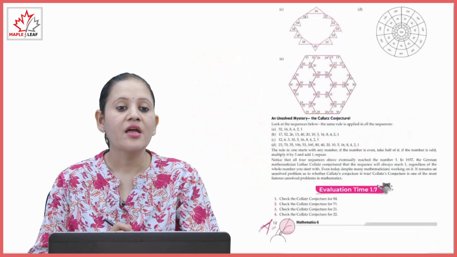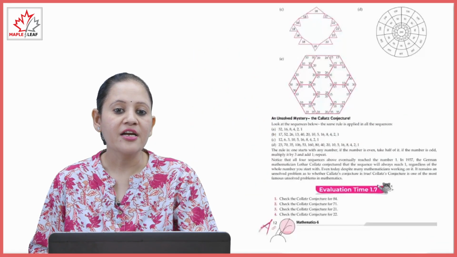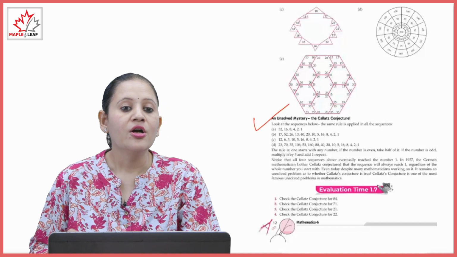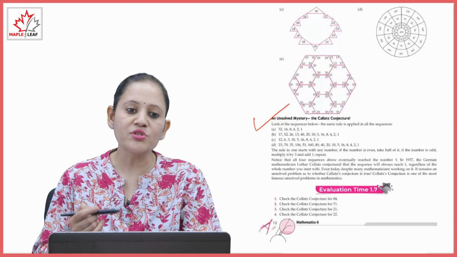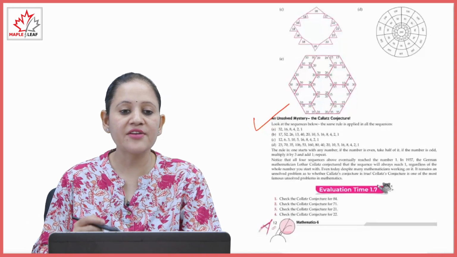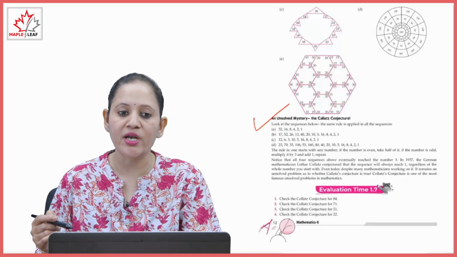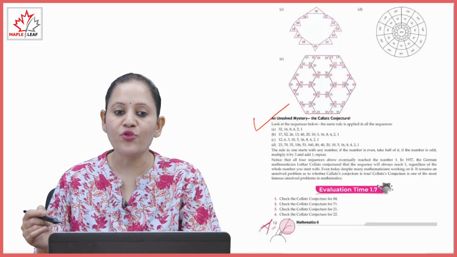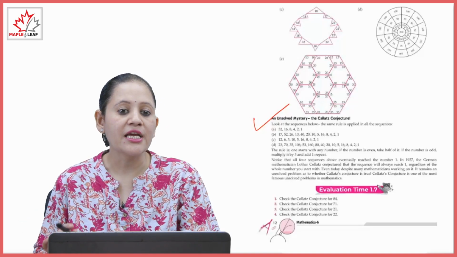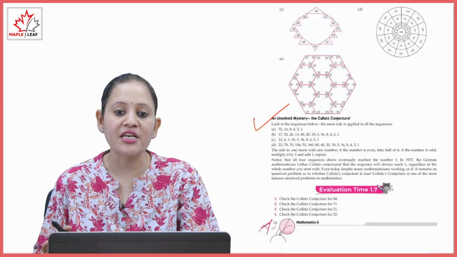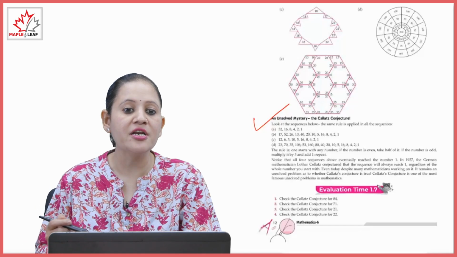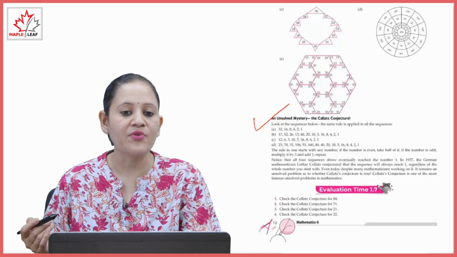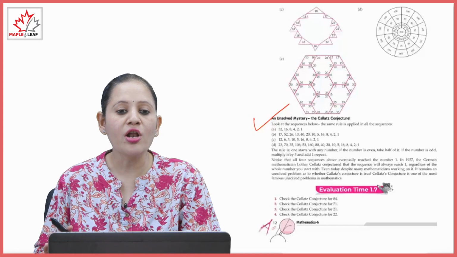Next is an unsolved mystery, the Collatz conjecture. Look at the sequence below. The same rule is applied in all the sequences. So 32, 16, 8, 4, 2, 1, 17, 52, 26, 13, 40, 20, 10, 5, 16, 8, 4, 2, 1. The rule is: start with any number. If the number is even, take half of it. If the number is odd, multiply it by 3 and add 1, and repeat. Notice that all four sequences above eventually reach the number 1.